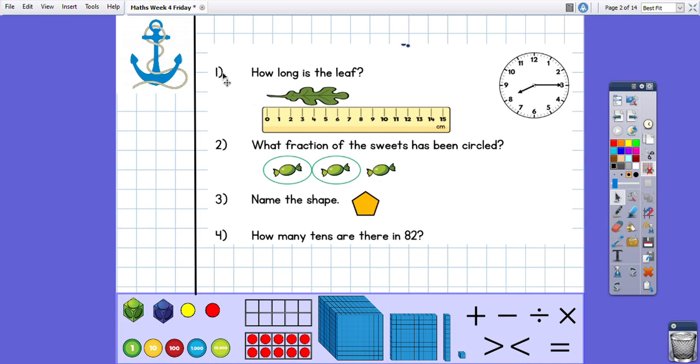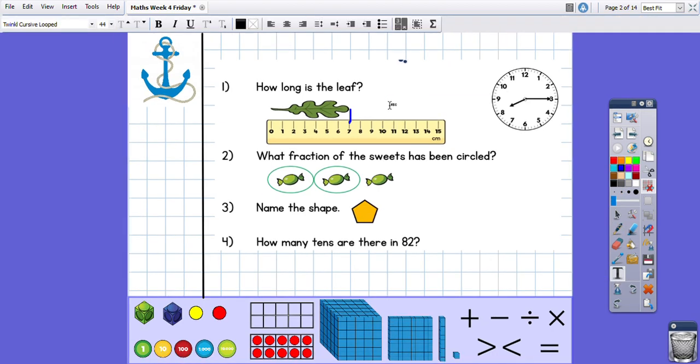Okay, number 1, how long is the leaf? So we just need to check, like we learnt last week, that the leaf starts at 0 on the ruler, which it does, and it goes up to, and I'm just going to mark, number 7. So the leaf is 7, and I mustn't forget centimetres, because otherwise it could be 7 bananas or 7 elephants.